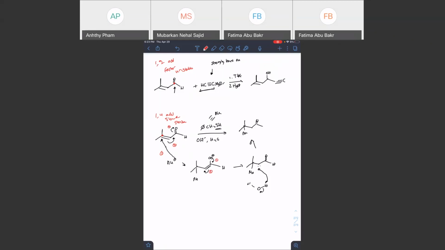Yeah, for sure. Okay, so again, the difference is whether you have a weakly basic nucleophile or a strongly basic nucleophile.